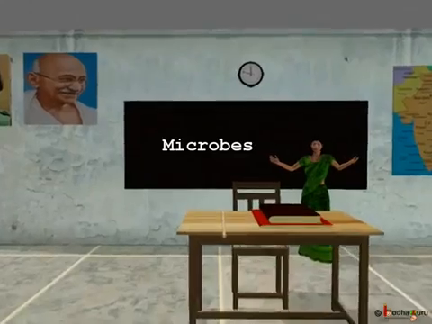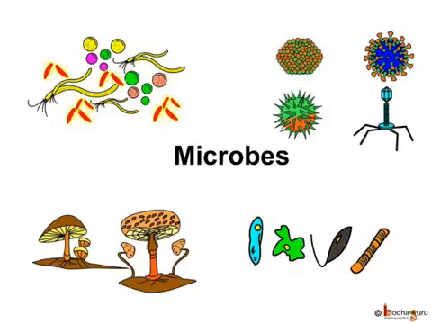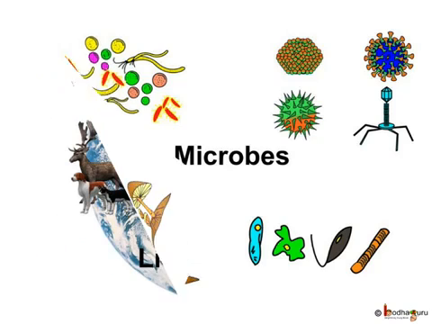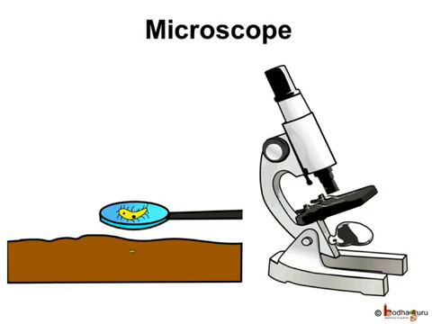Today we will learn about a very different kind of living thing, microbes. What are microbes? How are they different from the other living things? Let us understand this. We have seen many different types of living things around us, correct? Do you know there are many living organisms which we cannot see with our naked eyes because they are very tiny? So, how can we see them? We have to use a microscope.